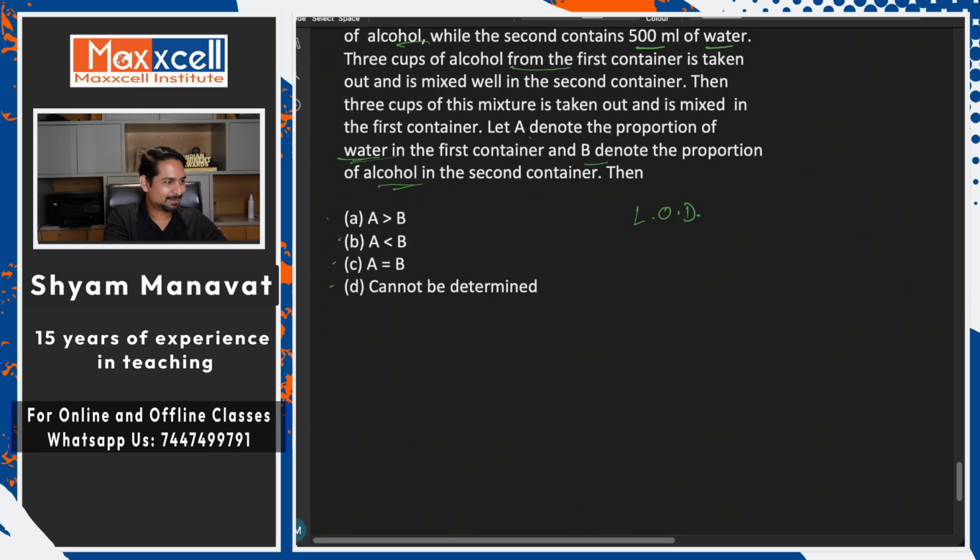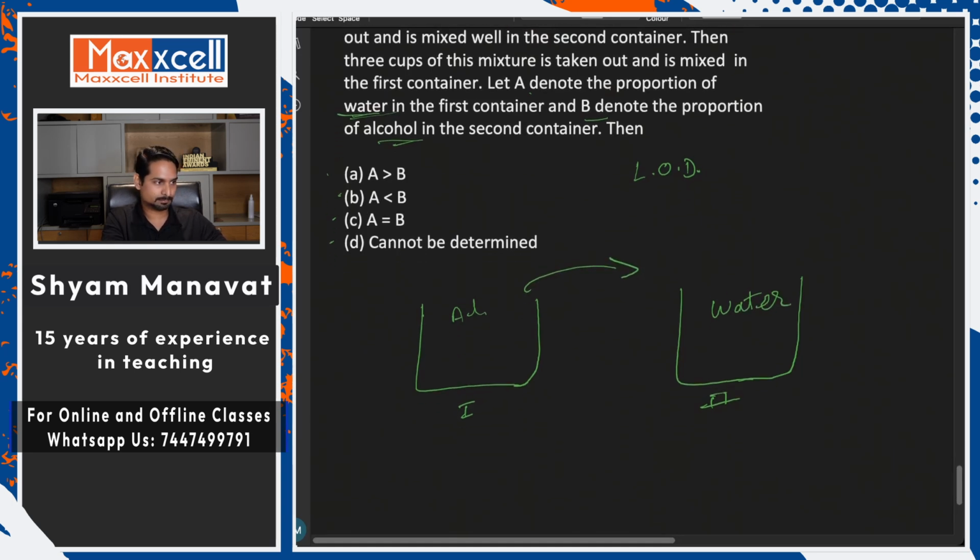So now here, the first container has alcohol in it, and the second container has water in it. So 3 cups taken from there and put here. Okay, no problem.